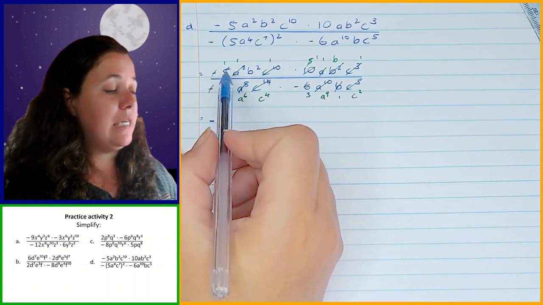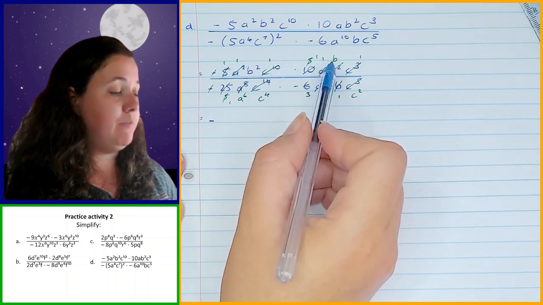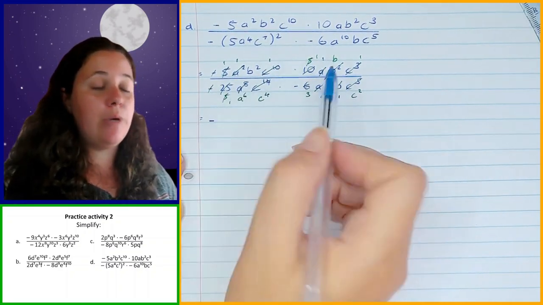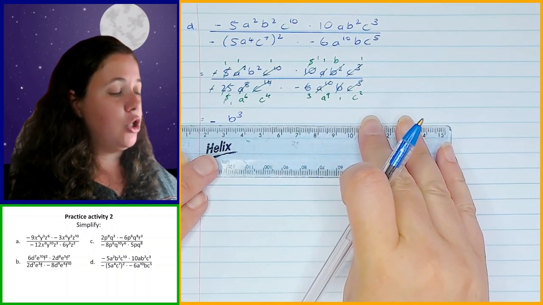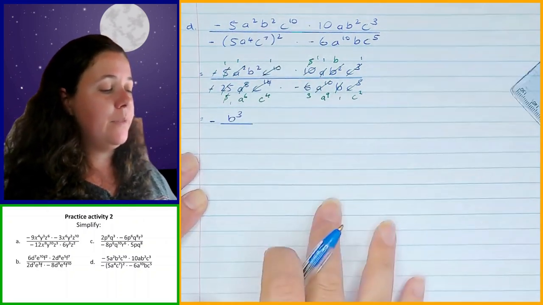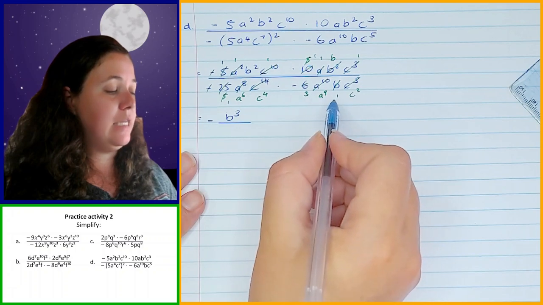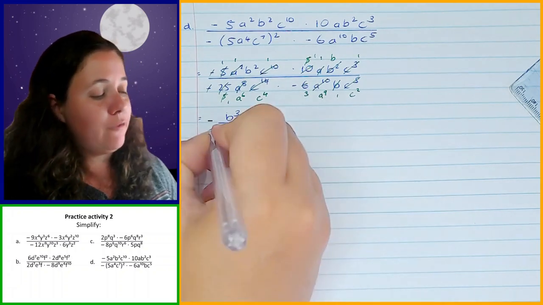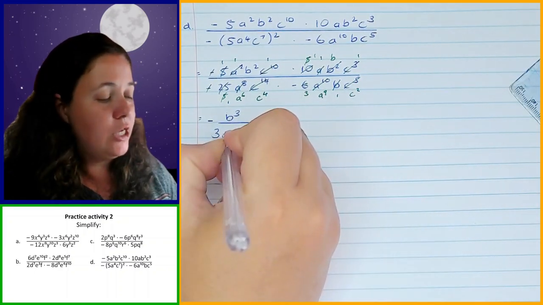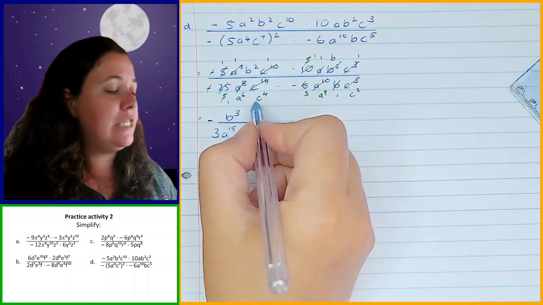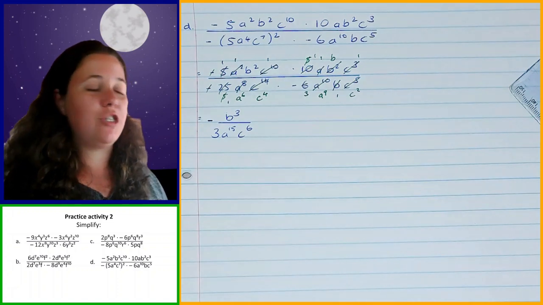So now in my numerator, I have got 1 times 1 times b squared times 1 times 1 times 1 times b times 1. So basically, I just have b squared times b, and that gives me b cubed. In my denominator, I've got a bit more. So I've got 1 times a to the 6 times c to the 4 times 3 times a to the 9 times 1 times c squared. So first, I've got my 3. Then my a's, I've got a to the power of 6 times a to the power of 9. That gives me a to the power of 15. And then c to the power of 4 times c to the power of 2 is c to the power of 6. So that's what we should get for question D.